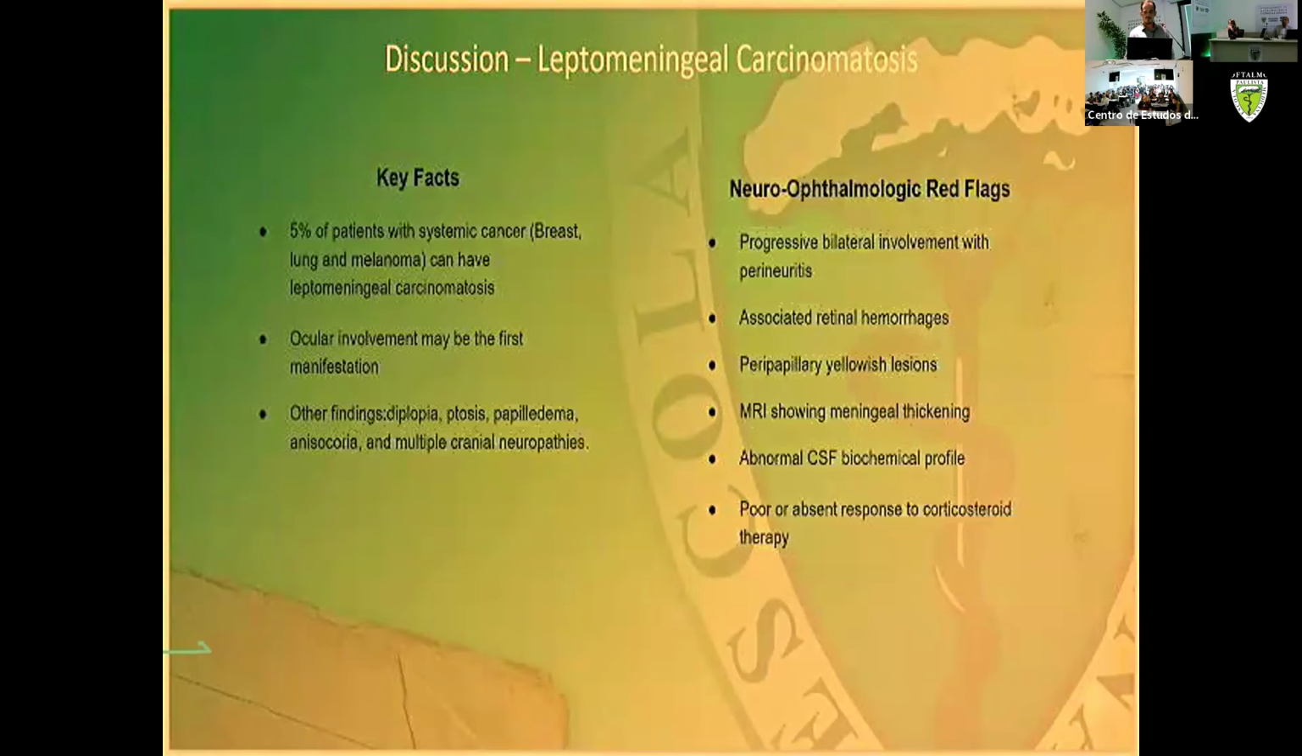And I bring here some neuro-ophthalmologic red flags for this suspicion. We can see progressive bilateral involvement with perineuritis, associated with retinal hemorrhages, peripapillary yellowish lesions, MRI showing meningeal thickening, abnormal CSF biochemical profile, and poor or absent response to corticosteroid therapy. Our patient had all of these findings.